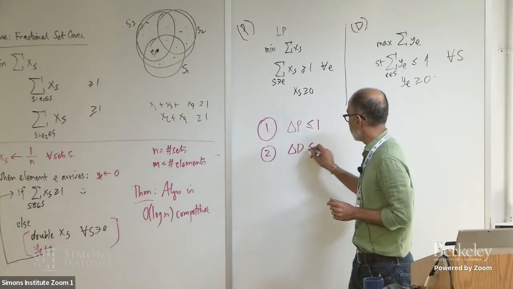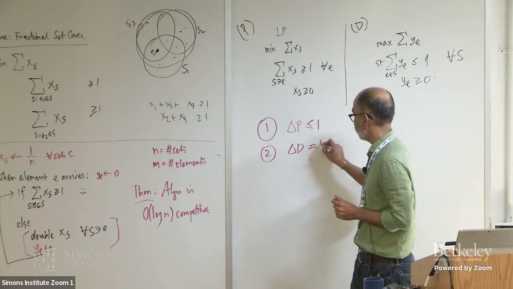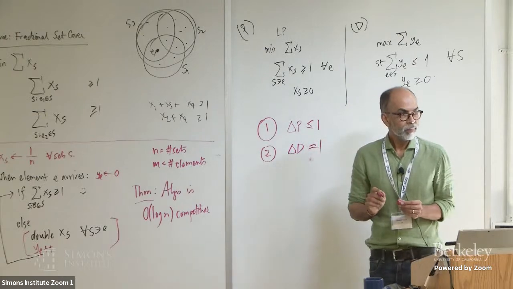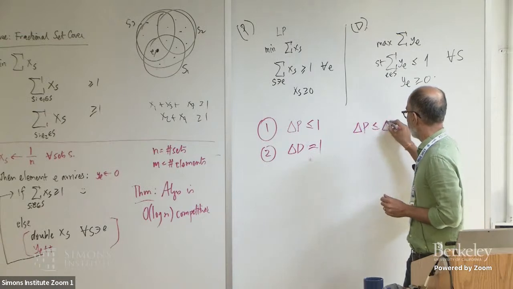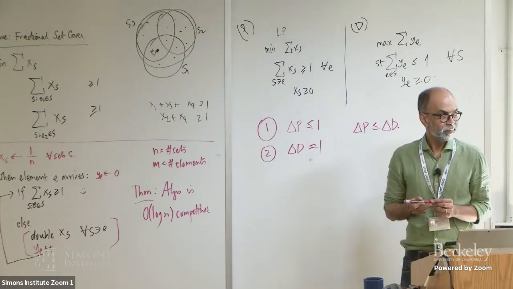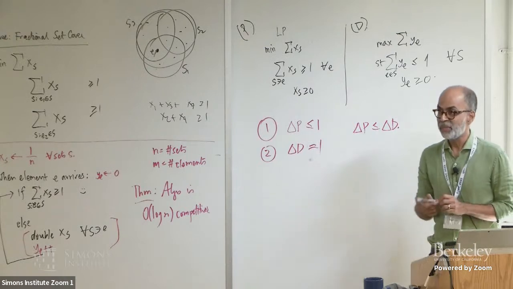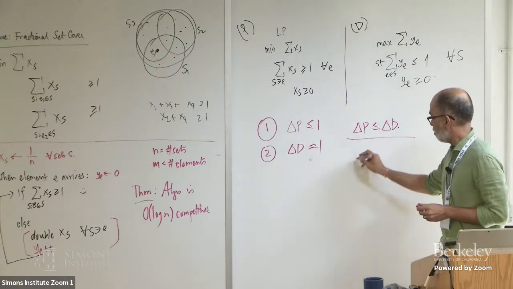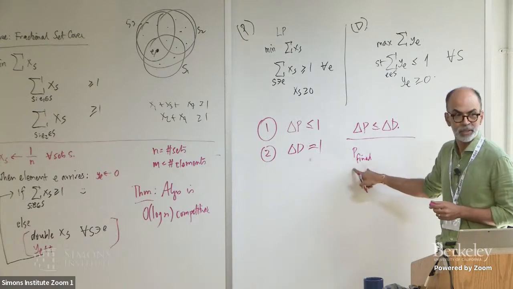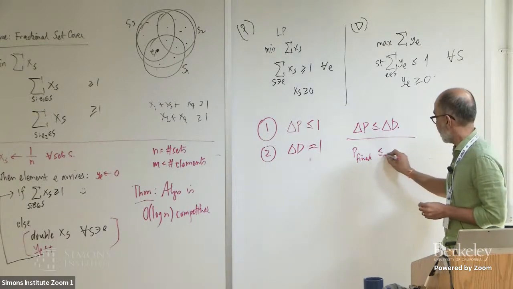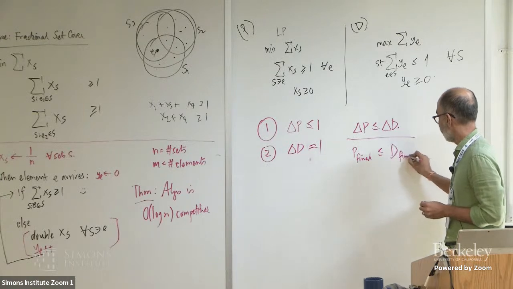The dual changed by 1. At every point, the primal change is at most the dual change. This happens at every time step. So the final primal, P final, which is my cost, is at most D final.